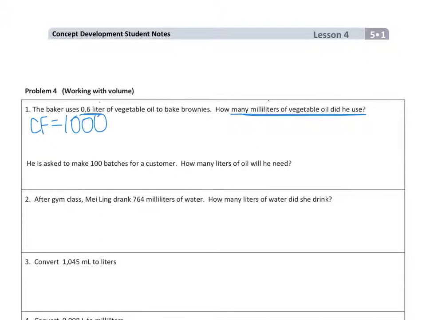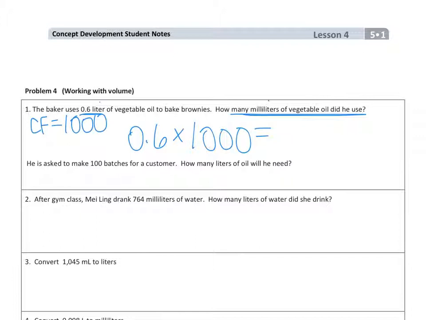So now we know we're starting with 6/10, and we're doing something with 1,000. Are we multiplying or are we dividing? Milliliters are much smaller than liters. So if we're figuring out how many milliliters we need, we know we have to multiply, because with tiny, tiny milliliters, we're going to need a ton of them to get to the amount of vegetable oil. So 6/10 times 1,000.